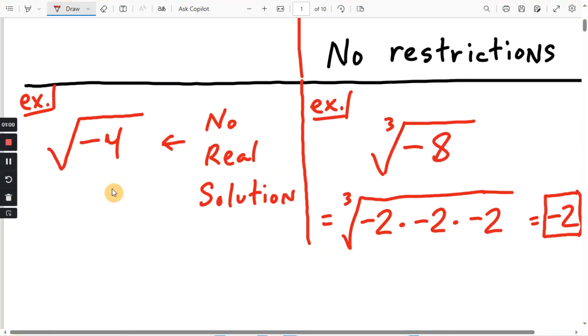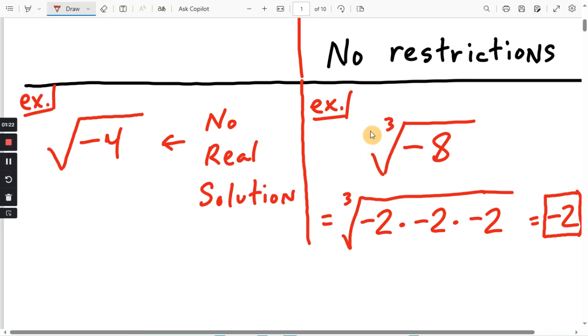For an even root, let's say you tried to take the square root of -4. There is no real solution here. In order to solve this, you would have to use imaginary numbers. So this is no good for the domain of a square root. You can't have a negative.